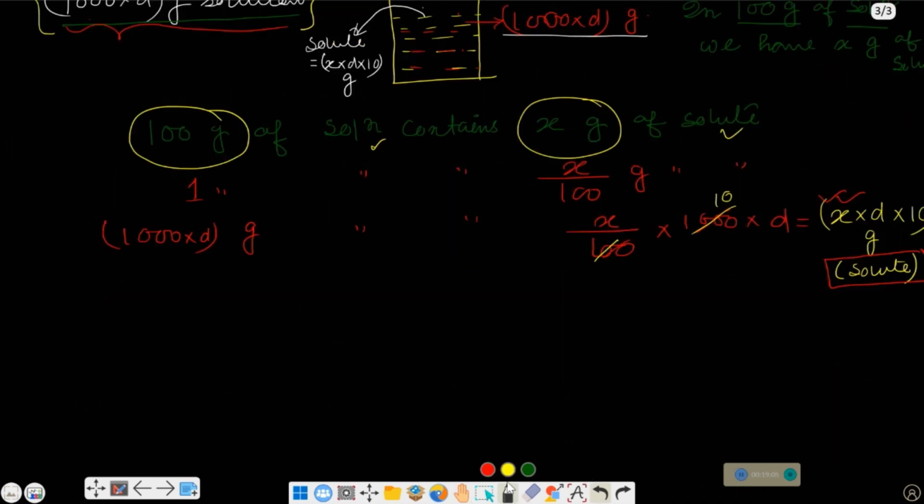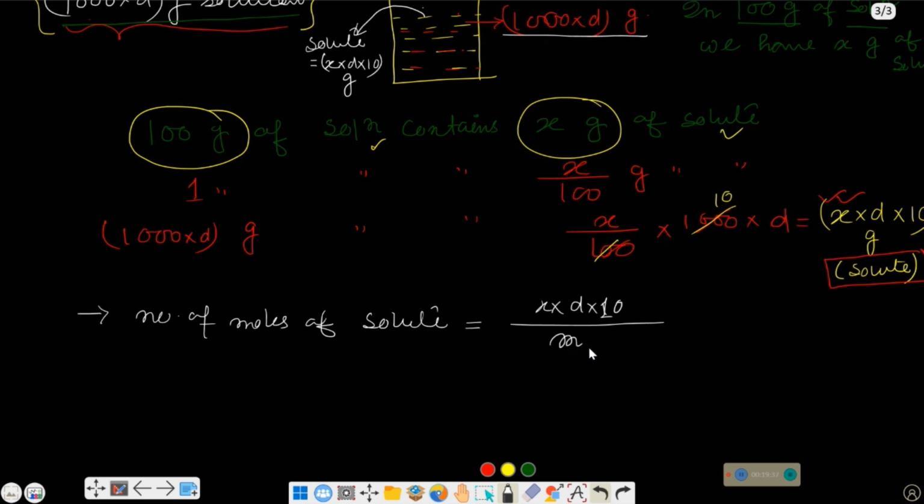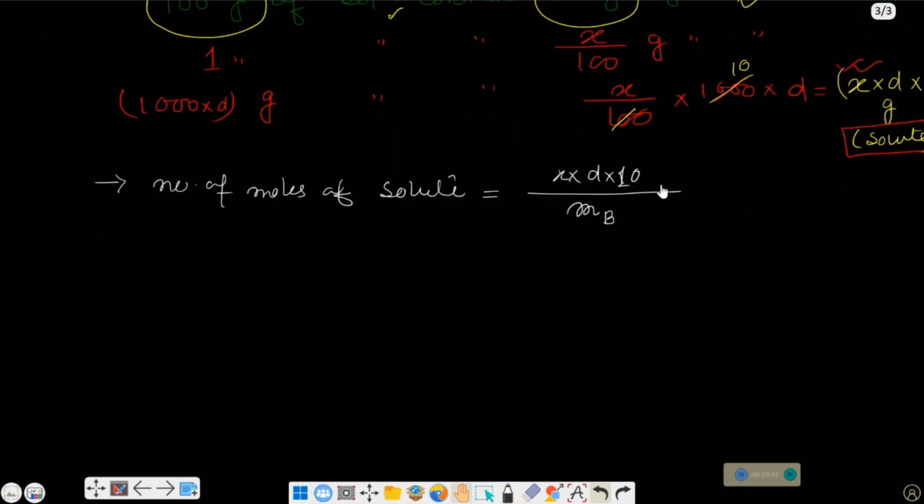Okay, so from this, now we can proceed for finding out the number of moles of solute. So the number of moles of solute will be how much? Given weight, how much solute is present? It is x into d into 10 by the molecular weight of the solute, Mb. Okay, so this is your number of moles.